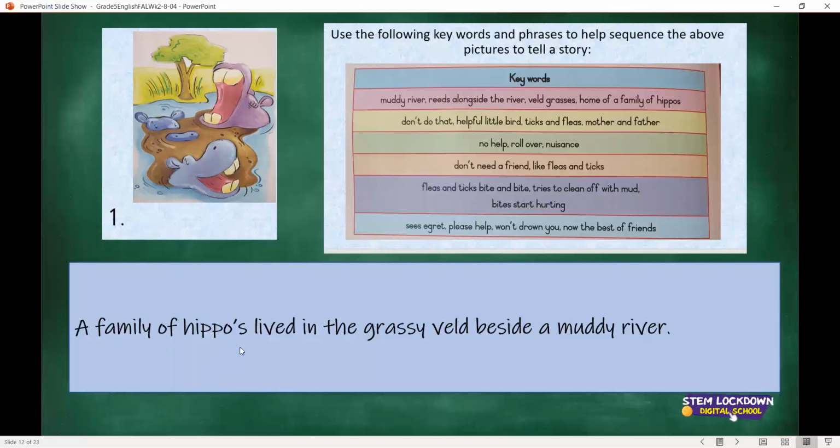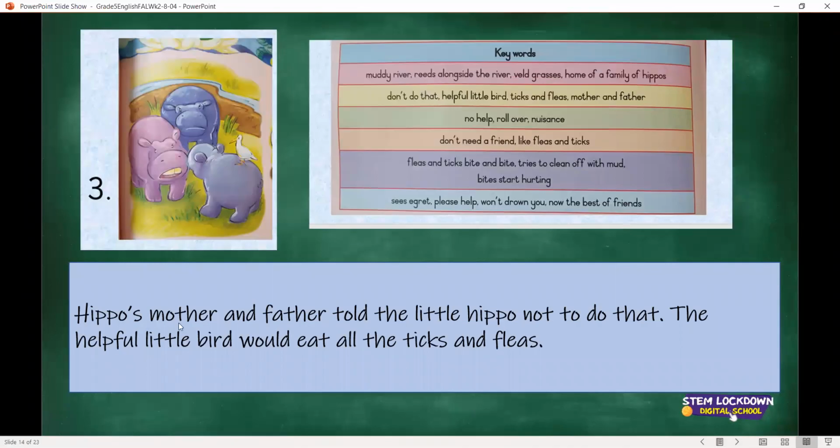So a family of hippos lived, okay, we did that one. Right, my third sentence, Hippo's mother and father told the little hippo not to do that. So look at their faces. They're talking sternly to him and they're saying, don't chase the little bird away. So Hippo's mother and father told the little hippo not to do that. The helpful little bird would eat all the ticks and fleas. Okay, so now mommy and daddy are giving Hippo advice, and it tells us what the little bird does to help. Okay, so now the story is getting a little bit more interesting.